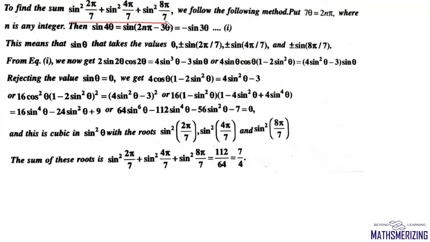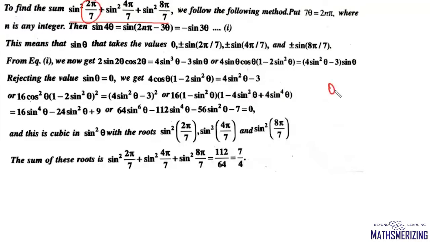Now one method of solving this question is to change it in terms of cos 2 theta, and then we can use the formula for the sum of a series when the angles are in arithmetic progression. But here we are going to solve this question using a polynomial equation. So what we'll do is, we know that each of these angles is of the form 2n pi by 7.